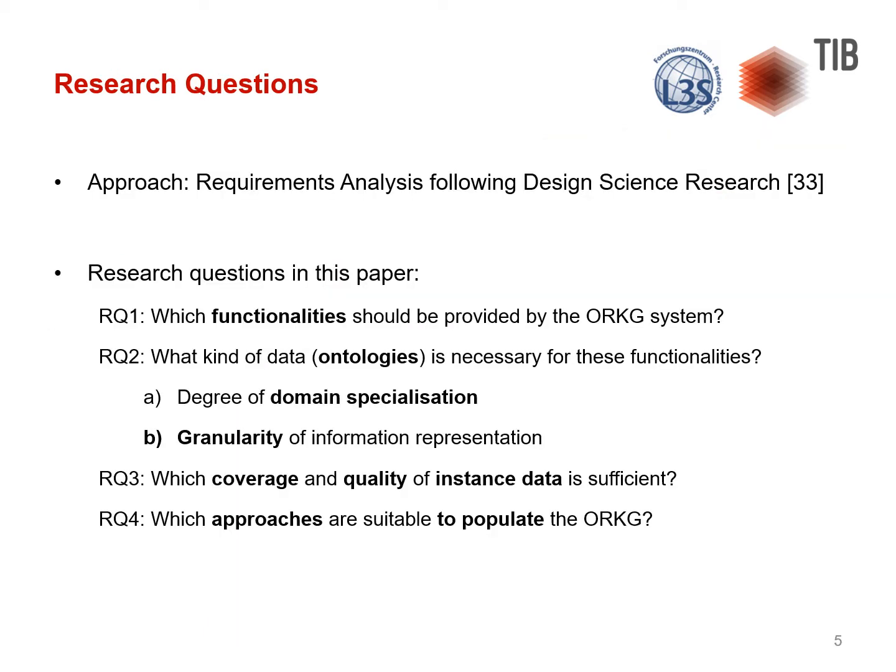To tackle that problem, we pursue requirements analysis following design science research. First, we analyze the desired functionalities. So what do you want to do with data? Then, when we know what the system should be able to do, we analyze which kind of data we need to support these functionalities. Do the ontologies have to be more domain-specific or more generic, and which granularity is necessary to represent scholarly knowledge?